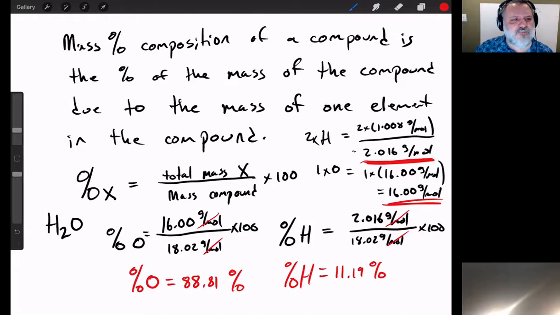Would you be worried if you got 100.02? If you added up and you got 100.02? Would you be worried about that? Why? Why would you be worried about that?